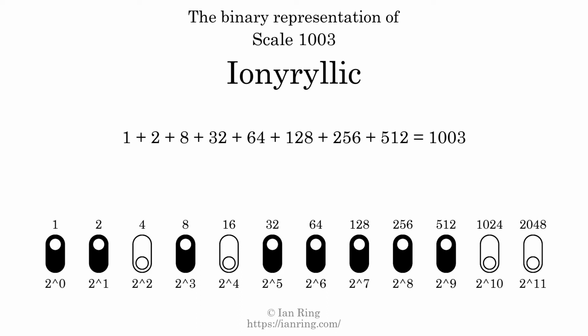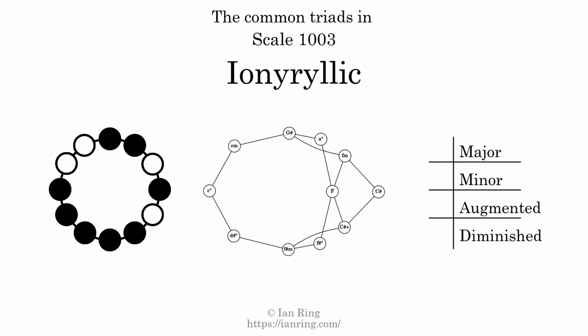The scale number not only enumerates the scale with a unique index, but it also literally describes the tonal content of the scale. Represented as a binary number in base 2, the scale number is 00111101011. Here are the common triads present in this scale.